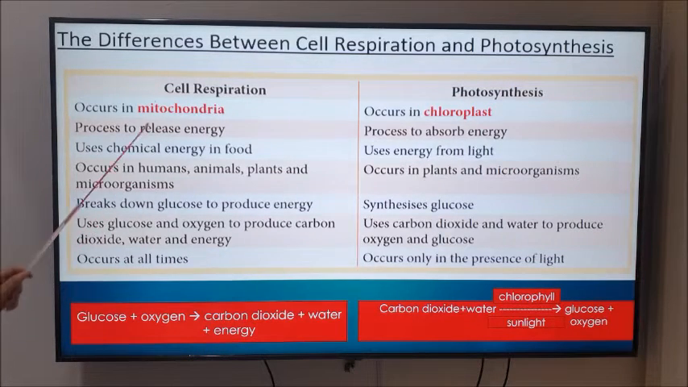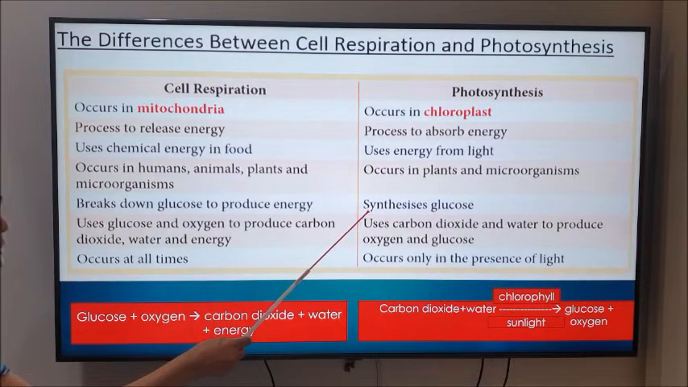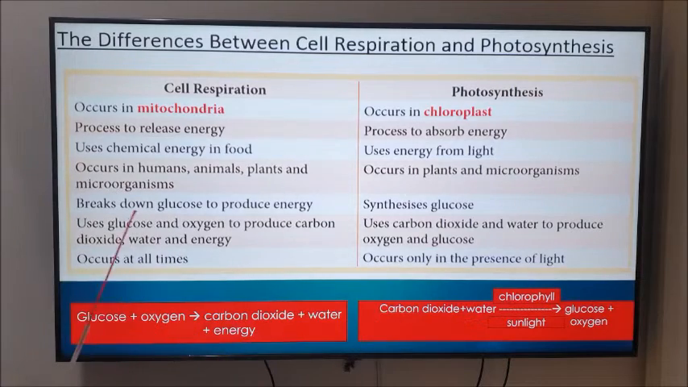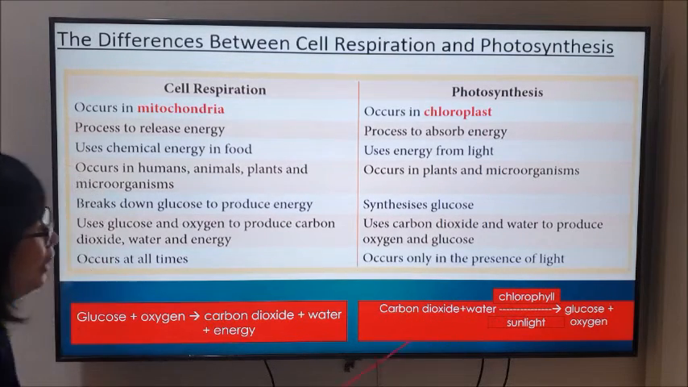Next, cell respiration breaks down glucose to produce energy. Now look at this chemical reaction. Glucose reacts with oxygen to release energy, whereas photosynthesis synthesizes glucose. Look at this formula. During photosynthesis, glucose is produced. Next, cell respiration uses glucose and oxygen to produce carbon dioxide, water, and energy, whereas photosynthesis uses carbon dioxide and water to produce glucose and oxygen.